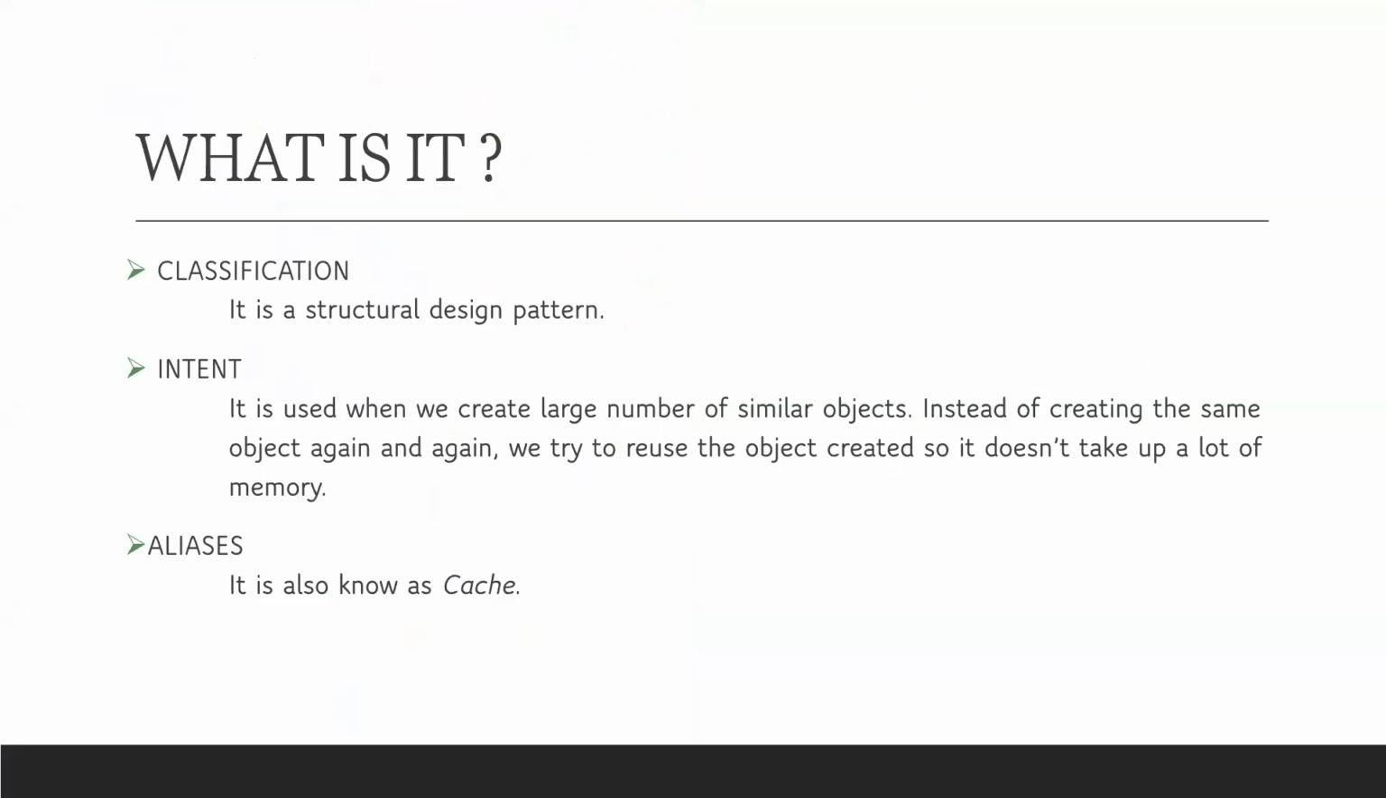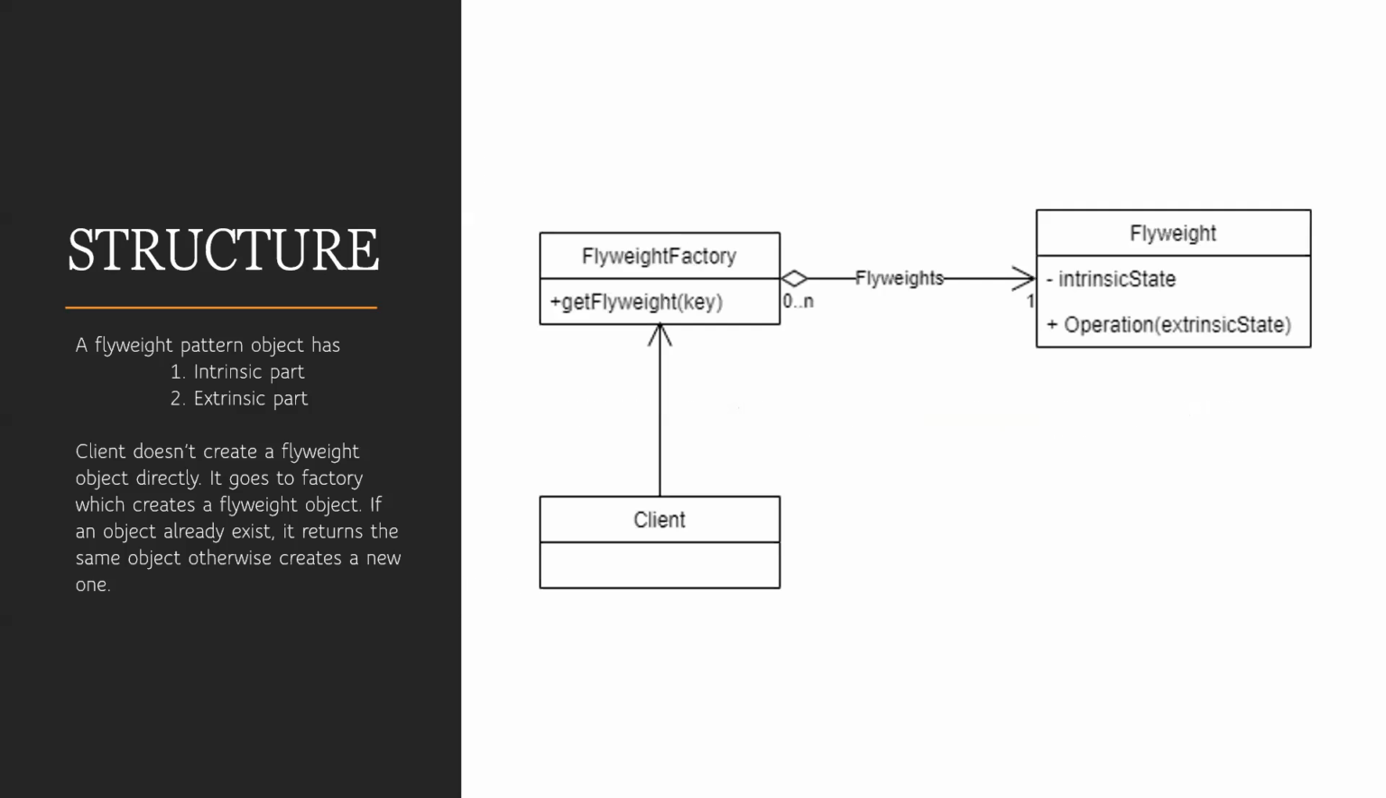Flyweight design pattern is a structural design pattern, also known as cache. We use it when we create a large number of similar objects. So instead of creating a new object in memory again and again, we try to reuse the object that has already been created for us. This is why we also call it cache, because we are storing the objects already created in memory, and we do not make a new object if we can reuse it.